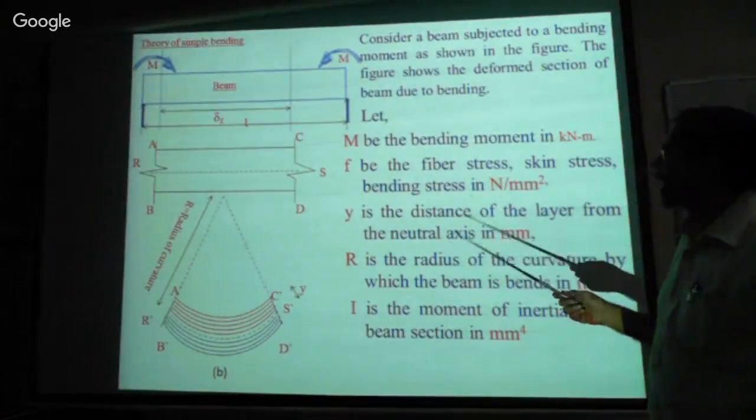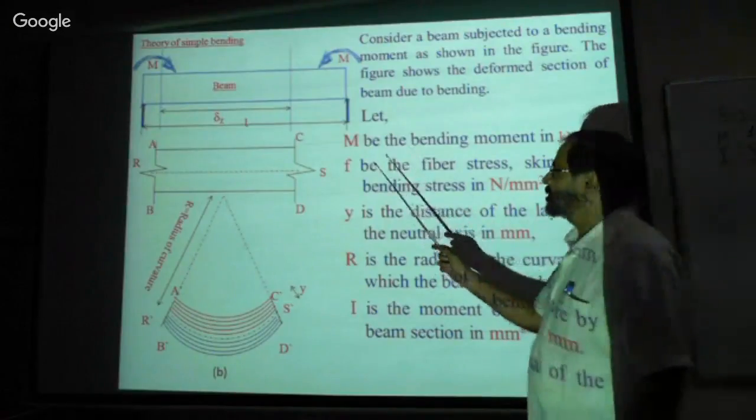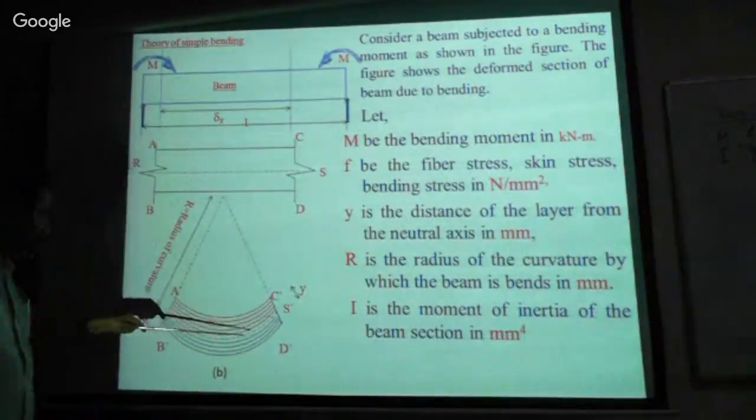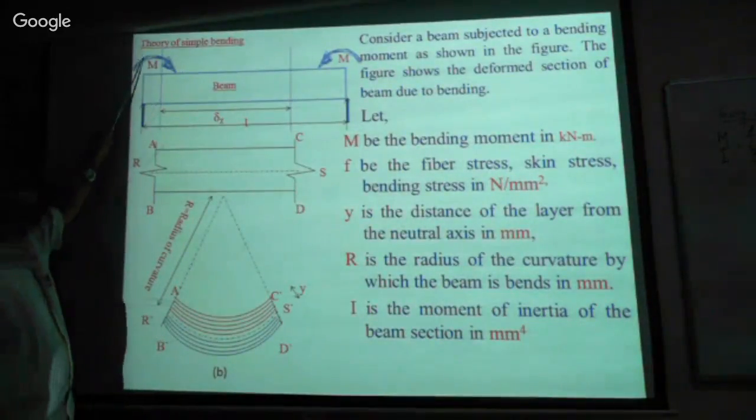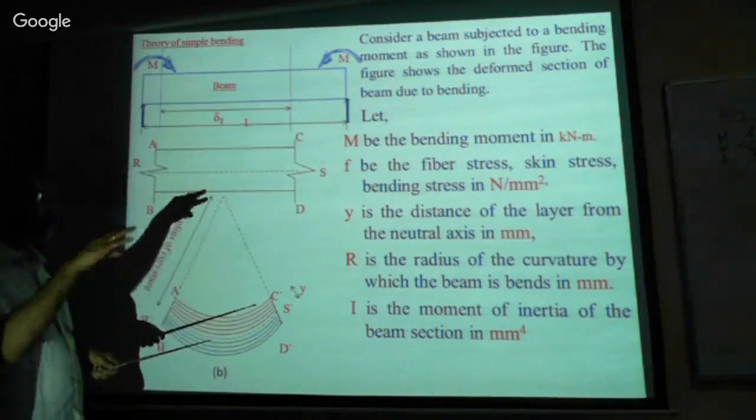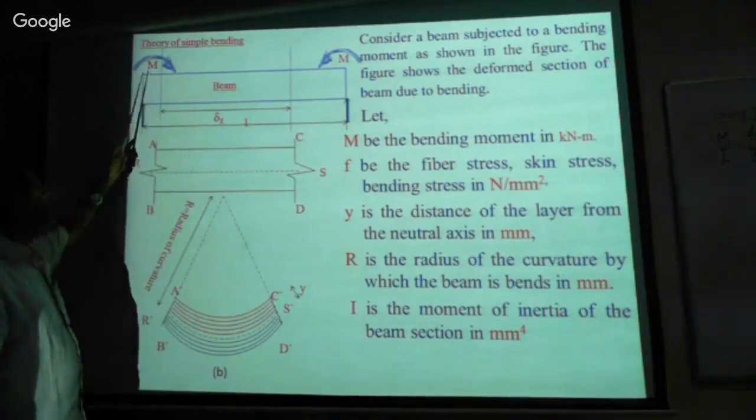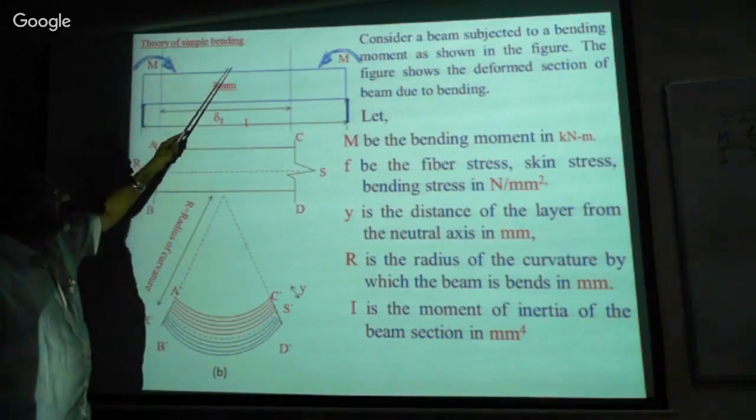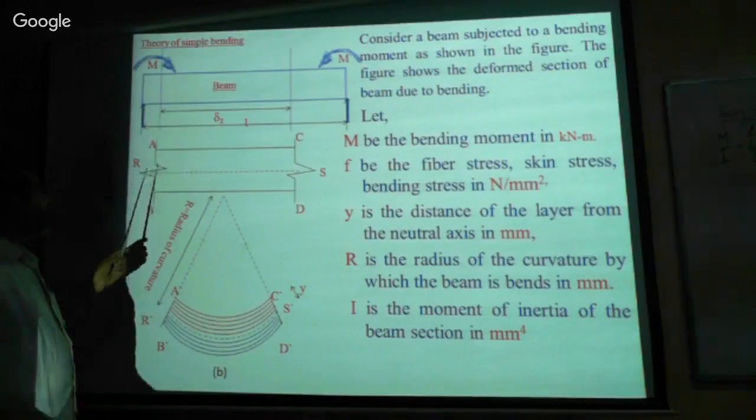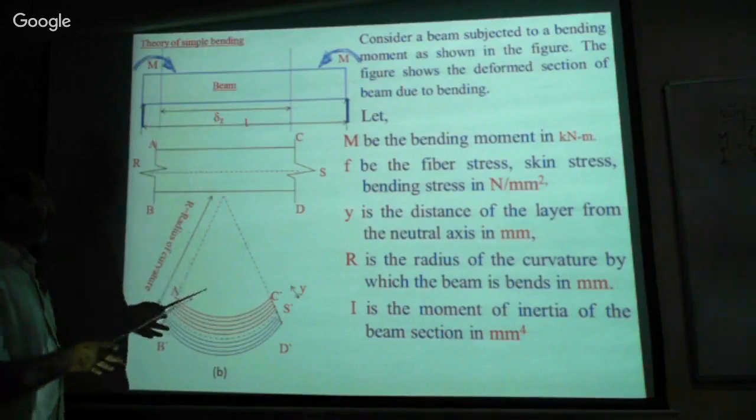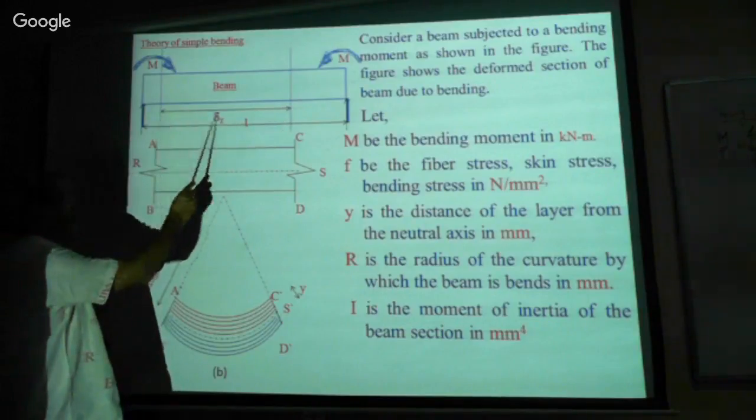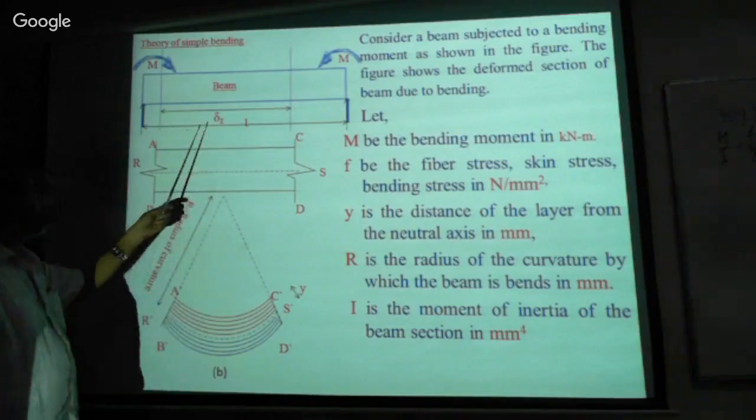Now here the most important thing is, when the beam is loaded, the beam deforms, and a bending moment is induced. Due to the application of load, it deforms. That means a bending moment is induced in the beam. And this is the length of the beam. This is one portion of the beam you have taken, that is delta x.